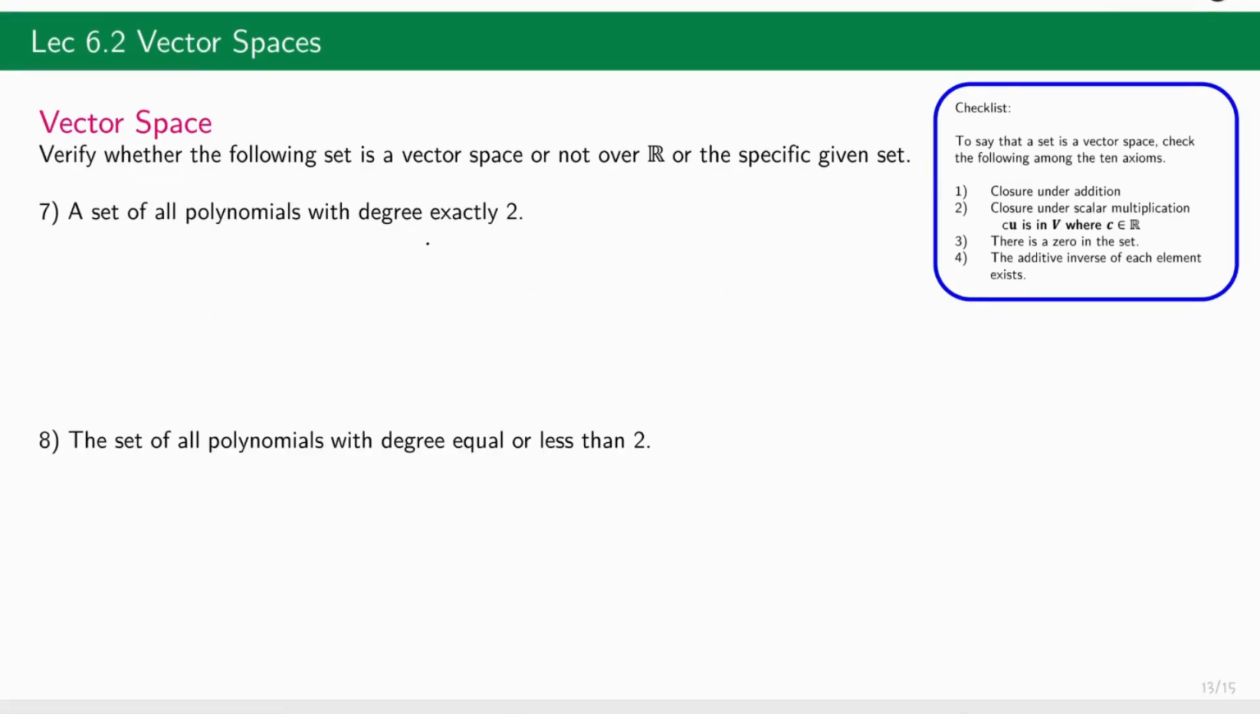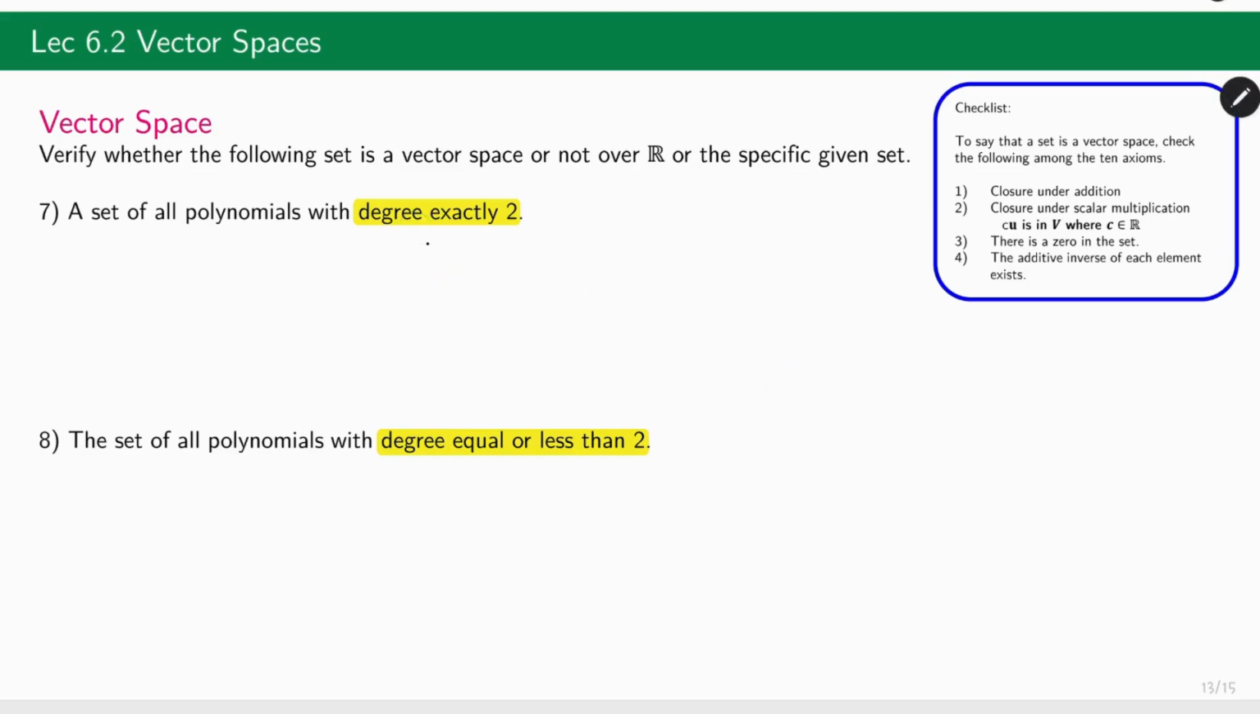Next, let's have the set of polynomials with degree exactly 2 and the set with degree equal to or less than 2. Take note that these are different from each other. When we say a set of polynomials with degree exactly 2, the highest powered variable will be x squared all the time. For number 8, it may or may not be all the time.